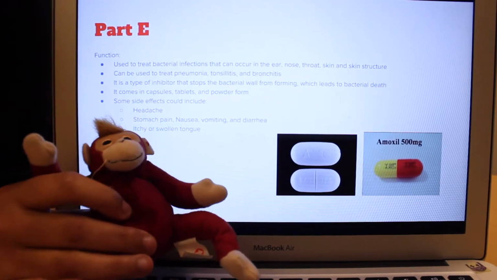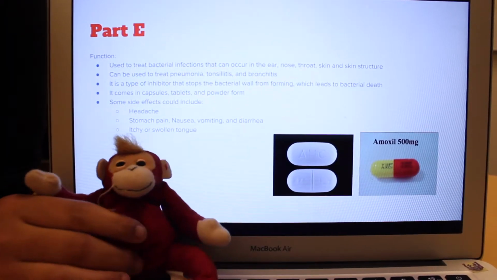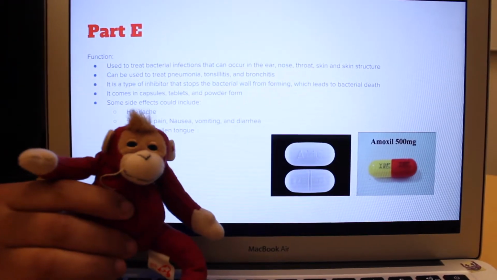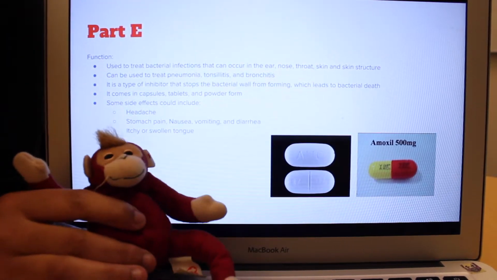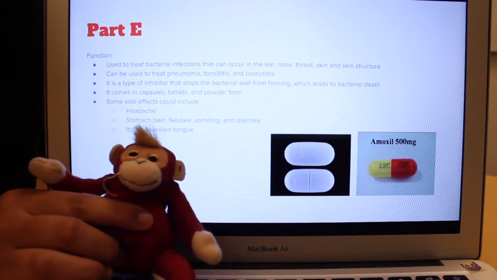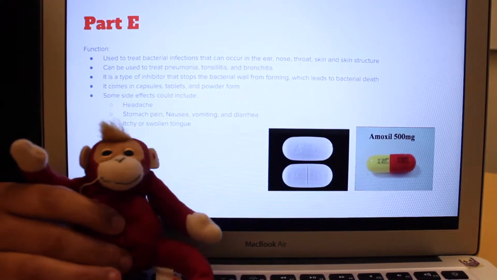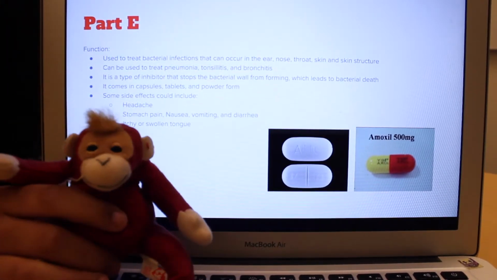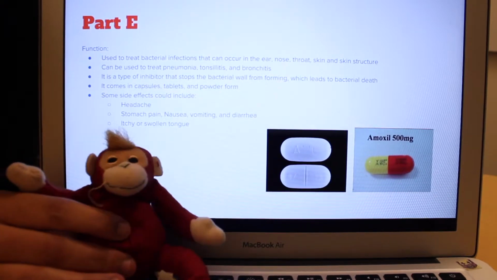So what's amoxicillin for? Well, you can use it for bacterial infections of the nose, ear, throat, and skin. It can also be used on pneumonia, tonsillitis, and bronchitis. It's a type of inhibitor that stops the bacterial wall from forming, which leads to bacterial death. It comes in capsules, tablets, and powder form. Some side effects can include headache, stomach pain, nausea, vomiting, diarrhea, and itchy or swollen tongue.